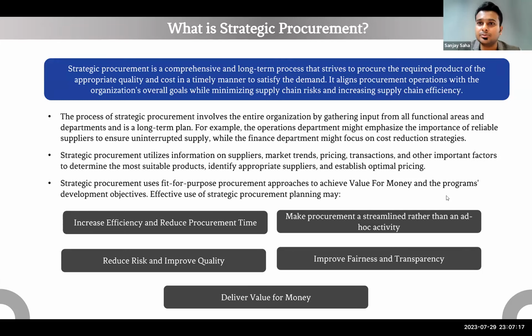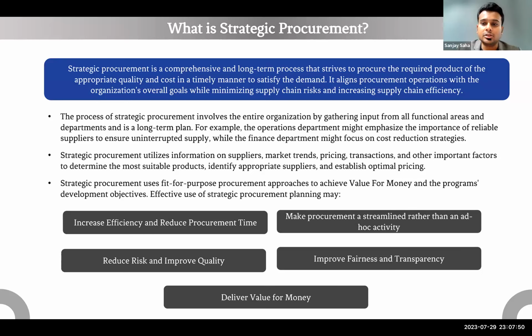So all suppliers must be given equal opportunities to bid. The pricing should not be arbitrary. There should not be any suppliers who are given unnecessary favors. There should be a standard criteria of evaluation, so to say. And eventually, the most important objective for any strategic procurement is to deliver value for money. And I believe more or less all of you should be aware of what value for money is.